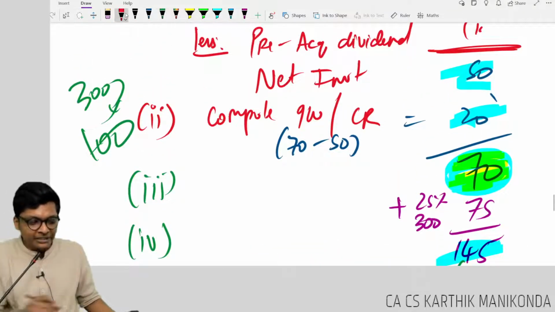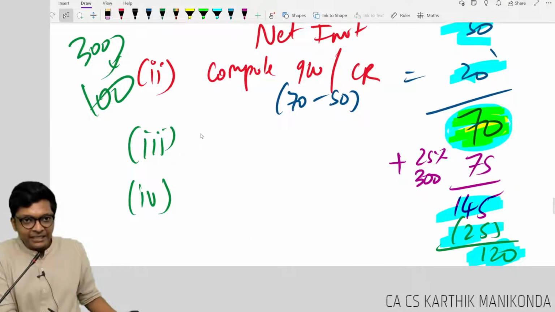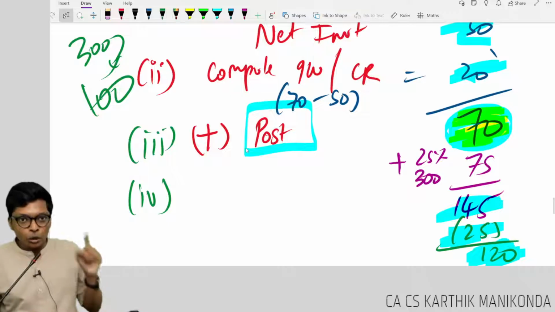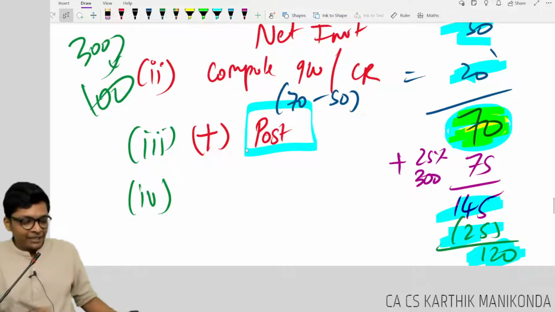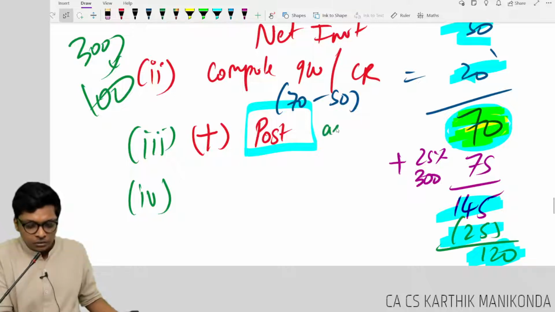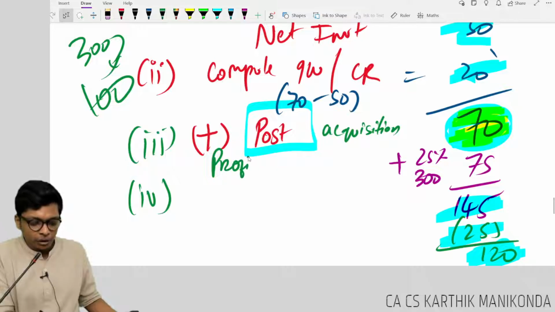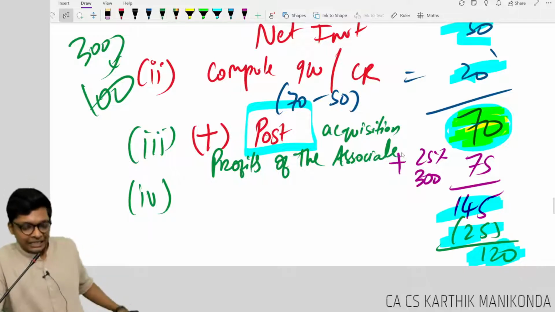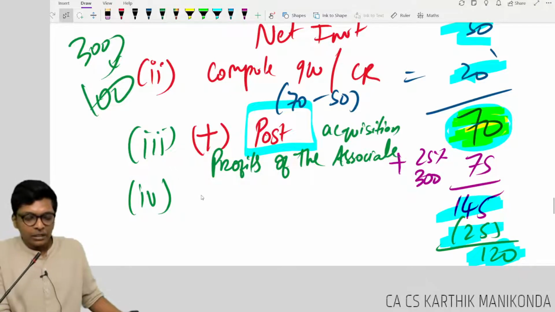So what is point number 3? Point number 3 will be: add post acquisition profits of the associate. The word post is very important. Only post acquisition, not pre-acquisition. Are you following, guys? Are you getting the logic? Hello, understanding, Lakshita? What will be the next thing?